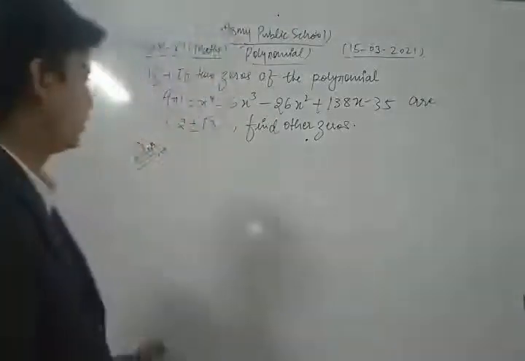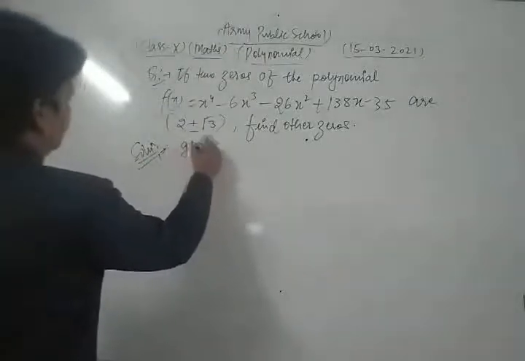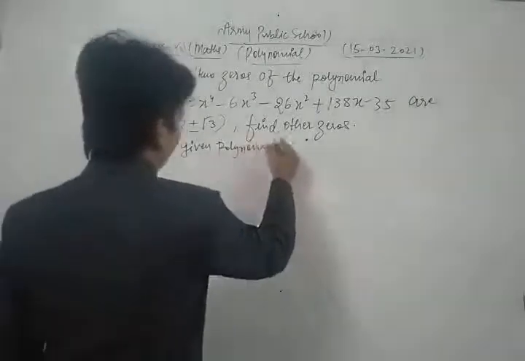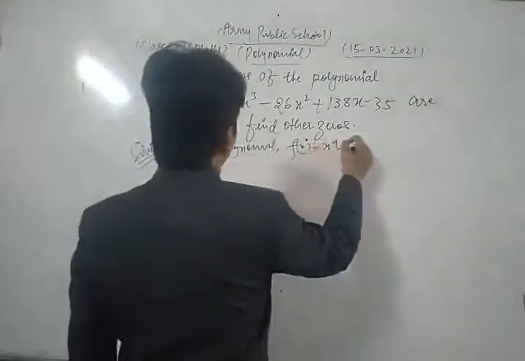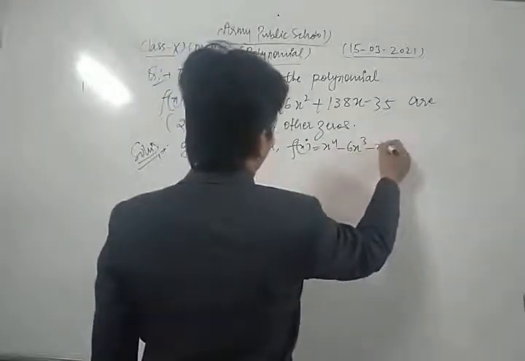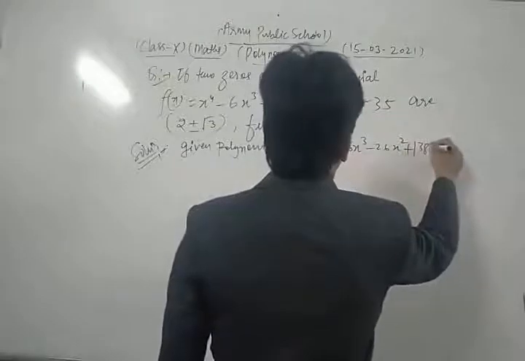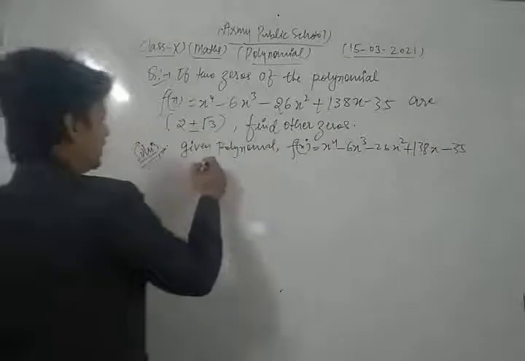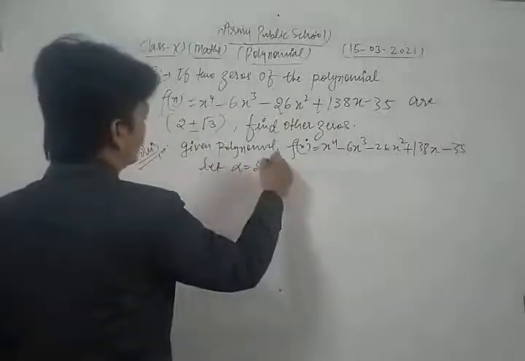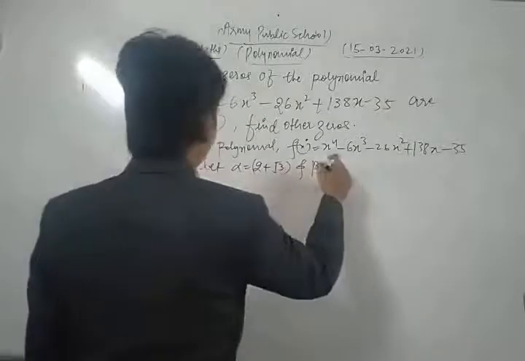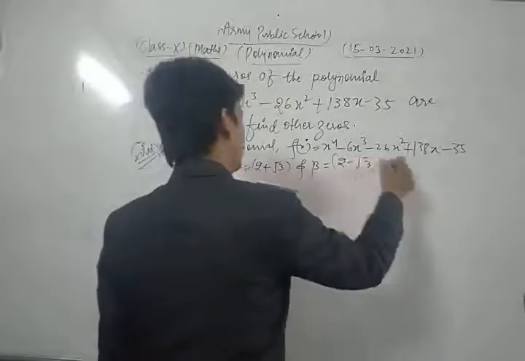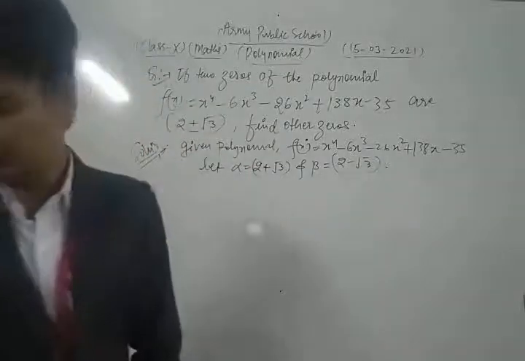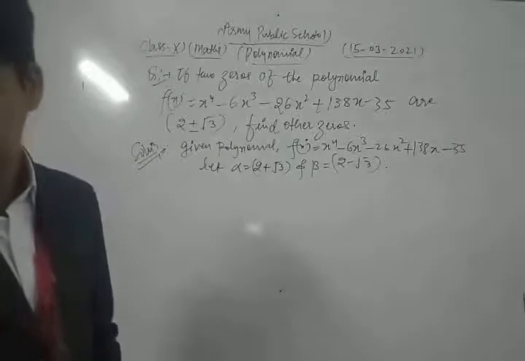So what is the process to solve that type of question? Let's see the answer. First of all, we write the given polynomial: f(x) is equal to x power 4 minus 6x cube minus 26x square plus 138x minus 35. Now two of its zeros are given. Let alpha be 2 plus under root 3 and the other zero beta be 2 minus under root 3. First of all, we find the quadratic polynomial with the help of these zeros.